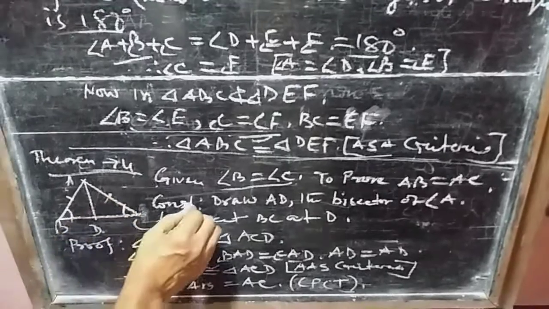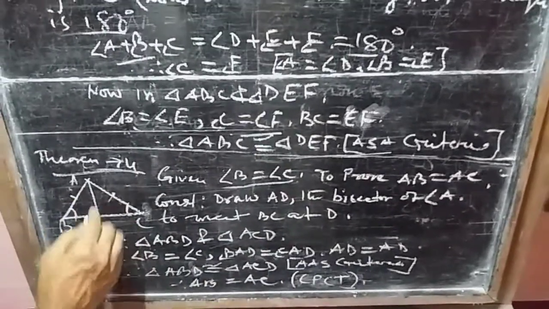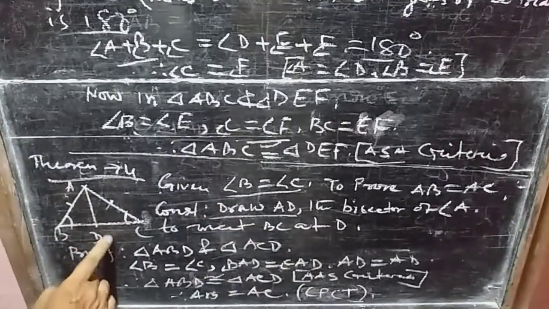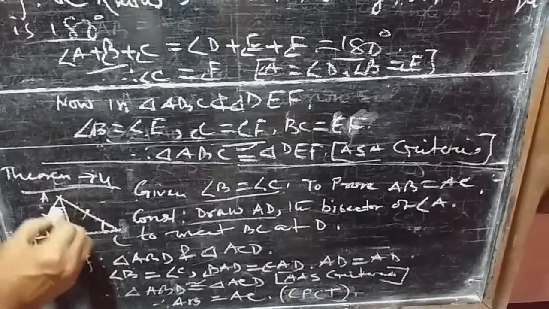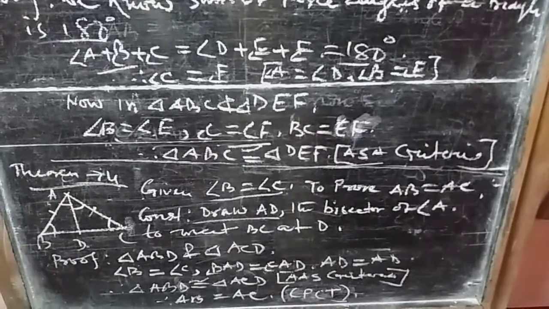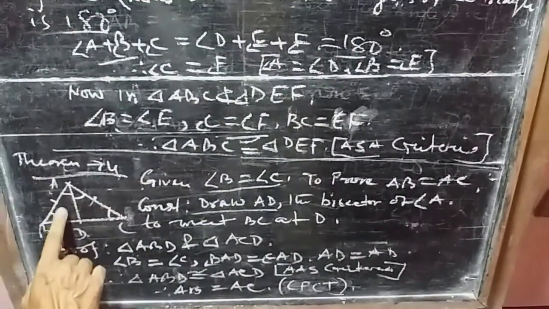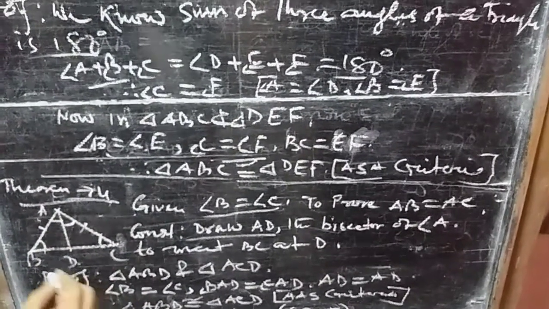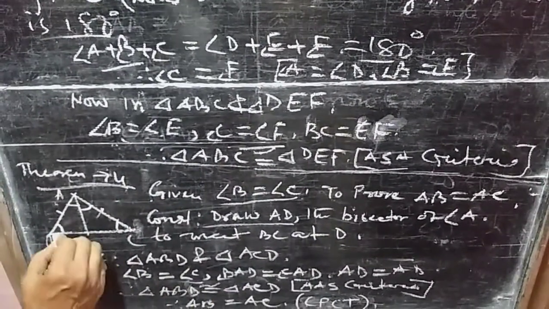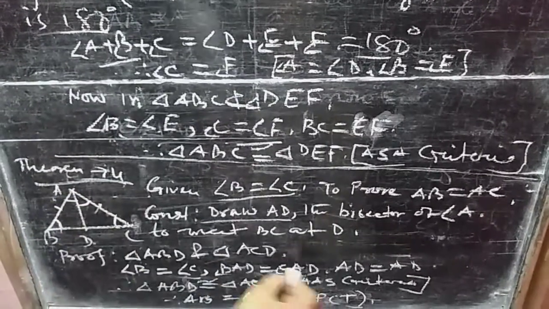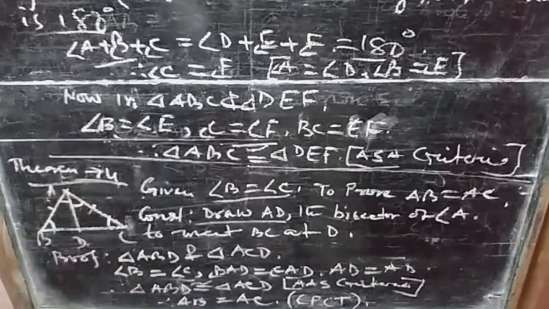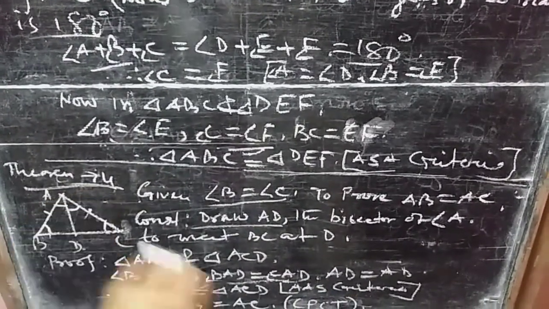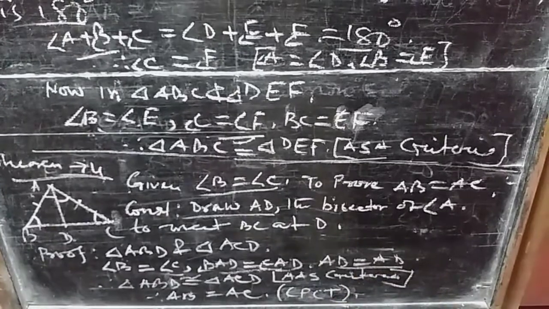For the construction, we draw one line AD which bisects angle A, so that this angle equals this angle. Now we prove this with triangle ABD and triangle ACD. We know angle BAD equals angle CAD, as per the construction, and AD equals AD is the common side.